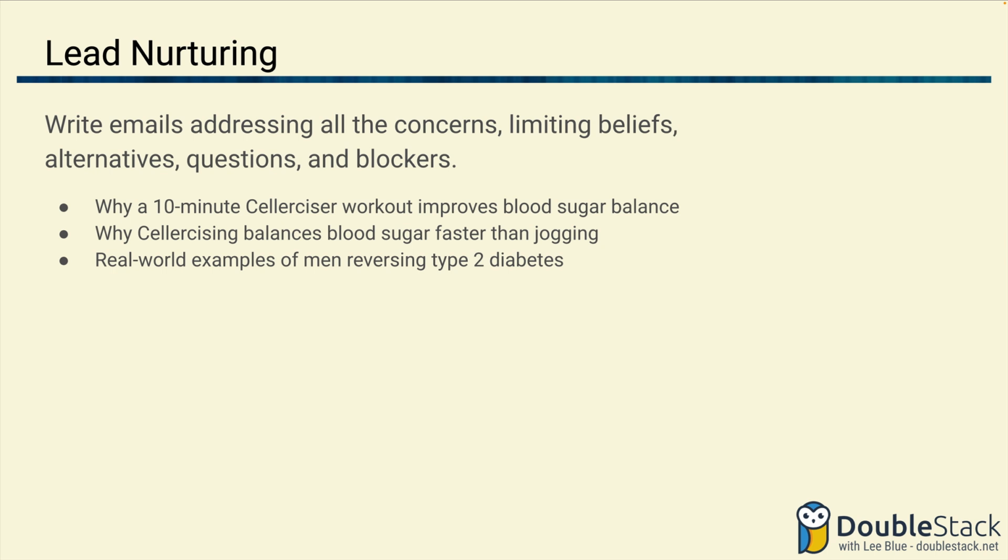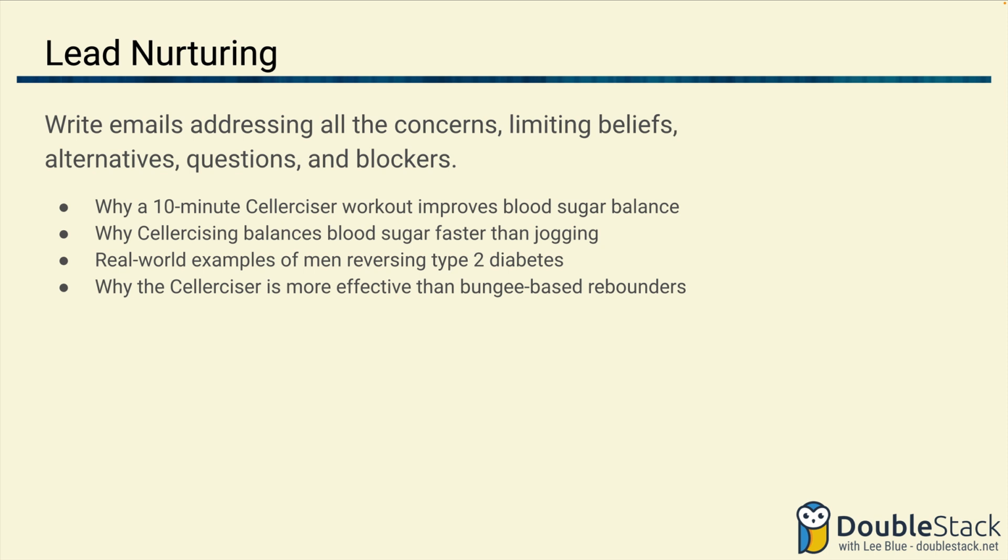Real world examples of men reversing type 2 diabetes. So now I'm getting into social proof, who else is using this, real examples, like case studies and testimonials and stuff like that. And then another one would be why the Cellerciser is more effective than bungee-based rebounders, because the Cellerciser has springs, and if you just Google around, you'll probably find rebounders that have bungees. The real difference is that in order to get the results that you get from a Cellerciser, especially for men, the spring gives you more tension to work with than the elastic bungees. And so I would explain all of that in an email so people can see.